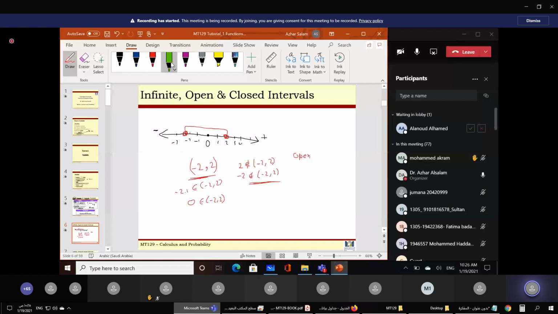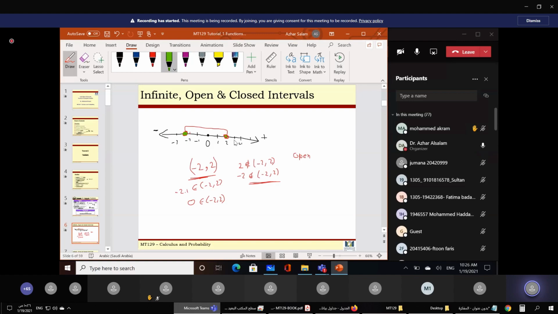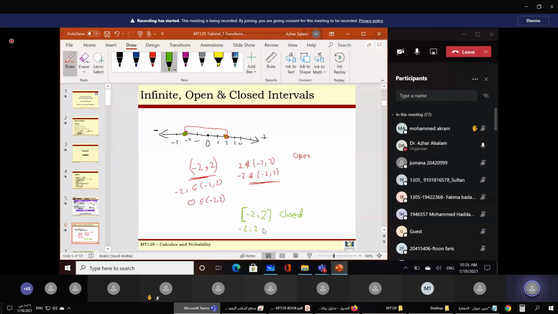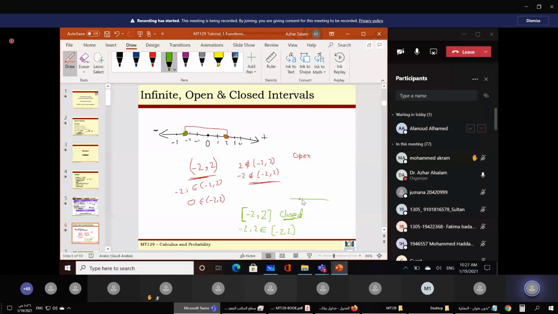But if I close these circles like that, closed circles like that, then the endpoints are included. And I write it like that, -2 and 2 with square brackets. This is a closed interval, okay? This interval is closed. When I write it like that with these closed circles, it means that -2 and 2 are included in the interval -2 and 2. This is a closed interval. And I present it like that, from -2 to 2. This is a closed interval, okay?